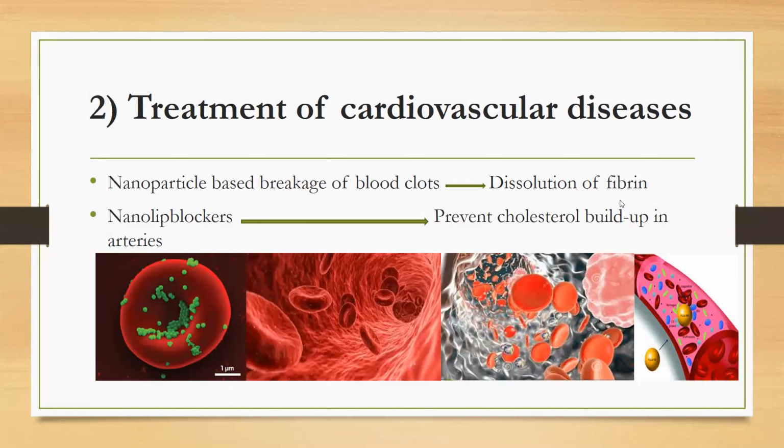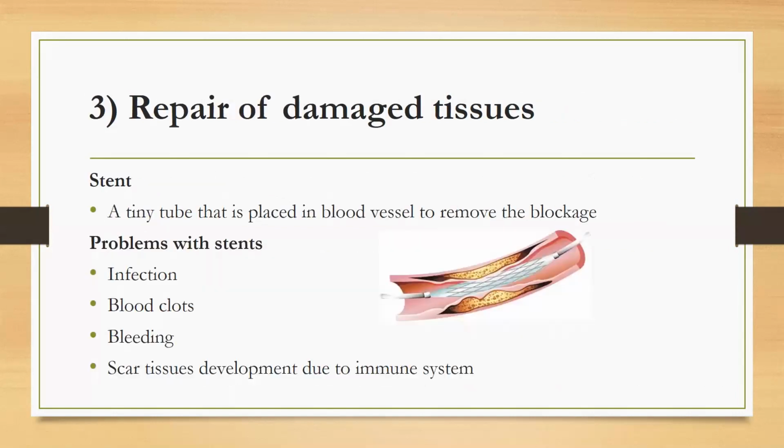Then, number three, we can also use nanomaterials in the repair of the damaged tissues. So there are chances that in cardiovascular diseases, there is a damage of the tissues. And once the tissues are damaged, once the arteries are leaked, they are ruptured. So there are chances of heart attacks, or there are chances of strokes. So we can also use nanotechnology in this area in order to repair the tissues.